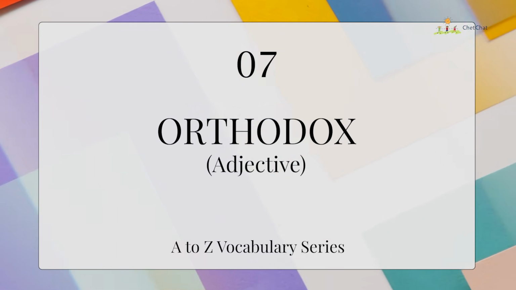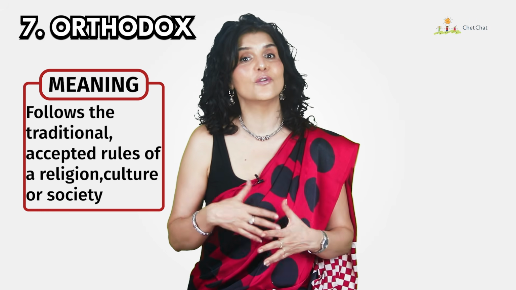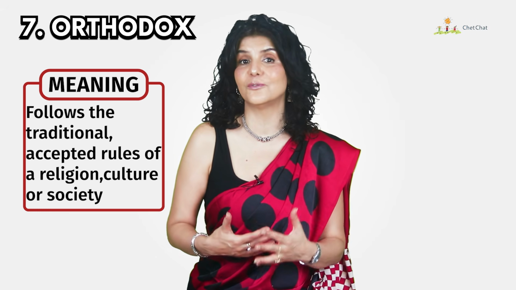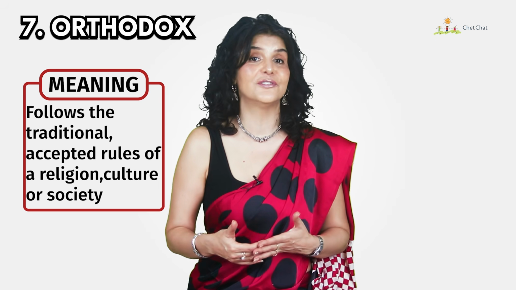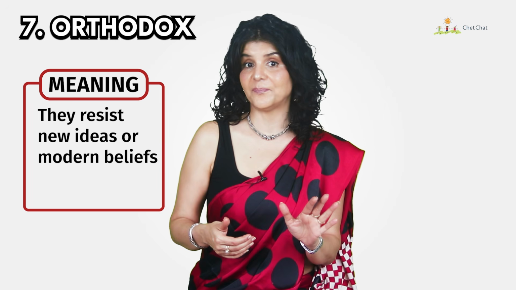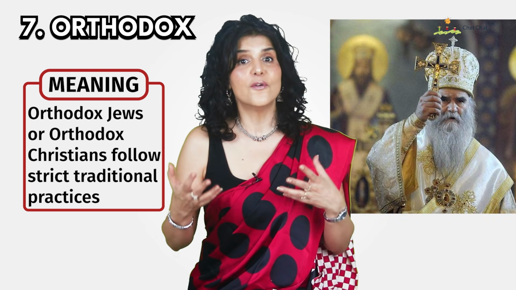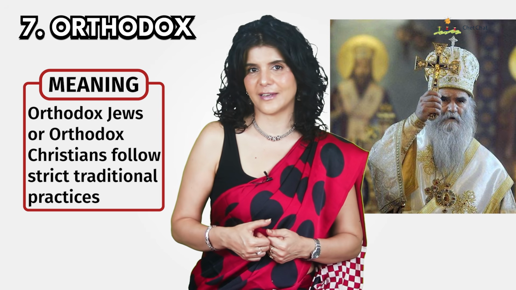Our next word is orthodox. An orthodox person follows the traditional accepted rules of a religion, culture, or society. They resist new ideas or modern beliefs. For example, Orthodox Jews or Orthodox Christians follow strict traditional practices.